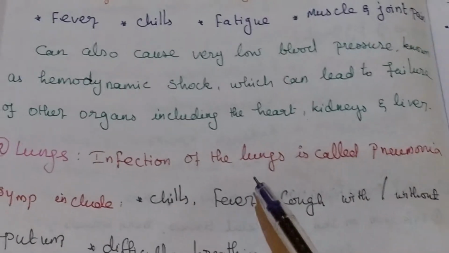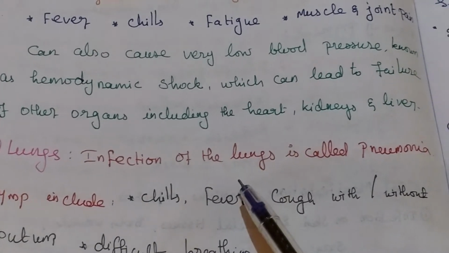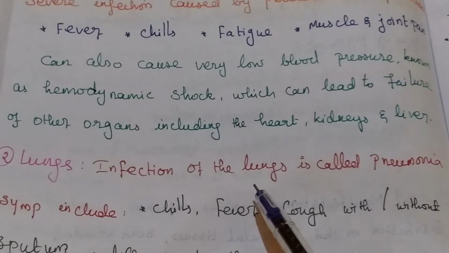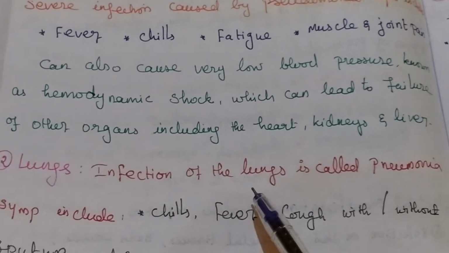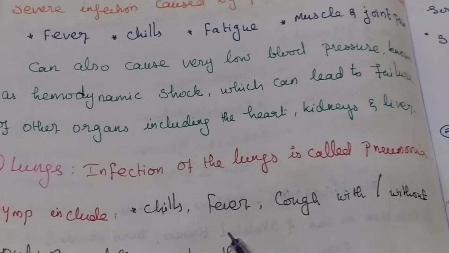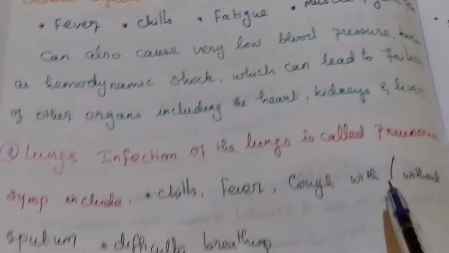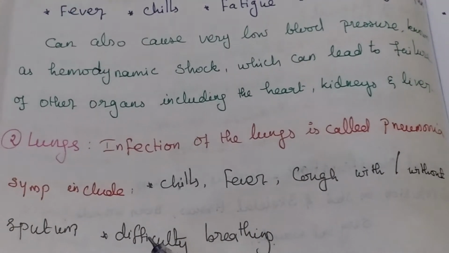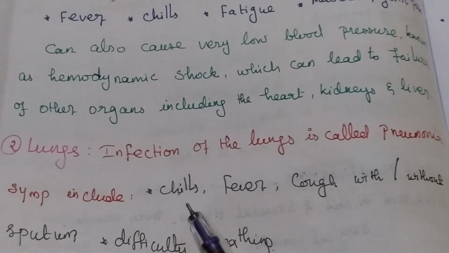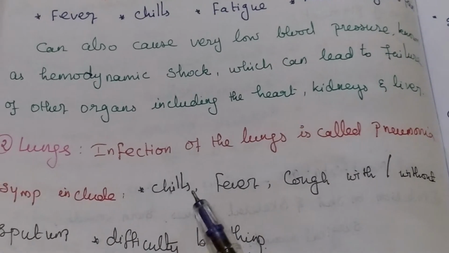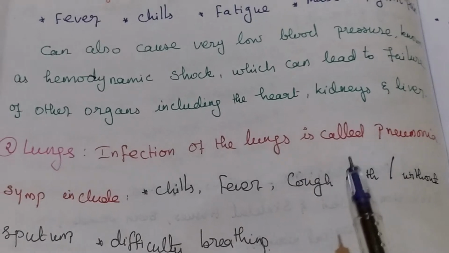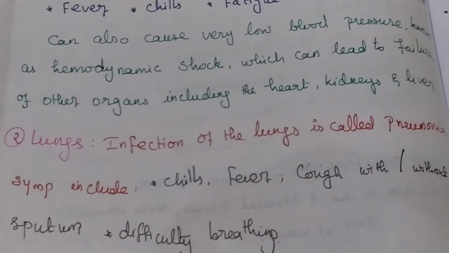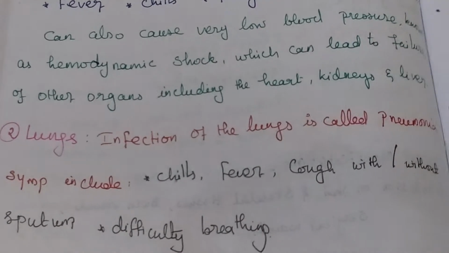Second one is lungs. Infection of the lungs is known as pneumonia. So it causes infection in the lungs also. Symptoms: chills, fever, cough with or without sputum. One more important thing, difficulty breathing. So the symptoms it causes are chills, fever, cough with or without sputum, and difficulty breathing. It causes lung infection, called pneumonia.